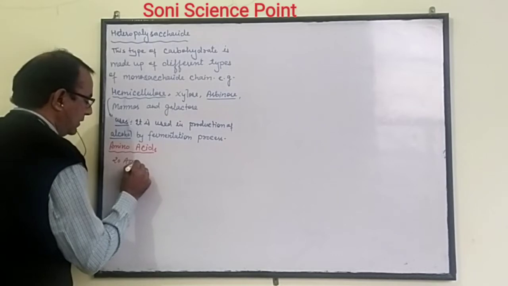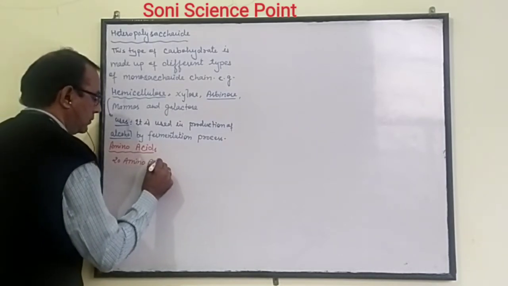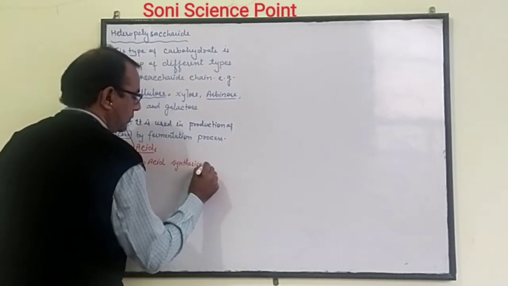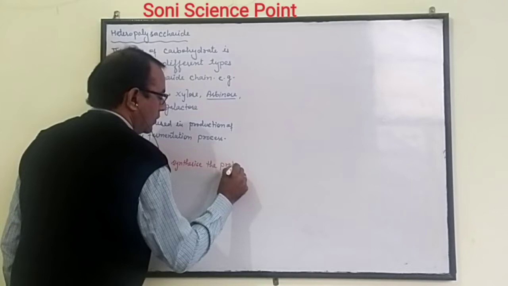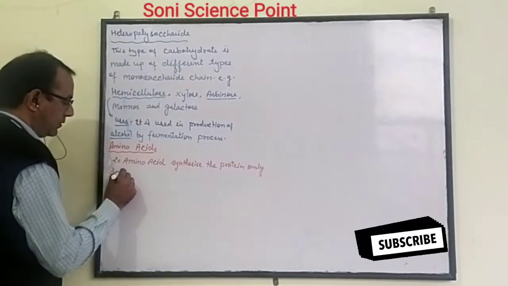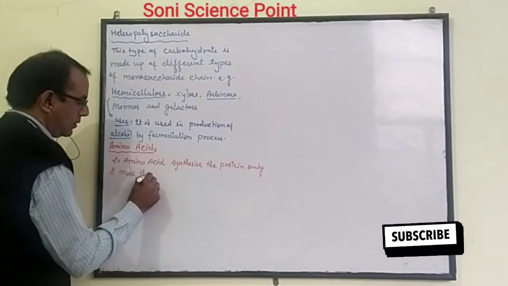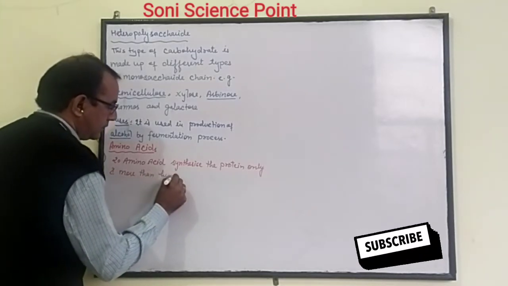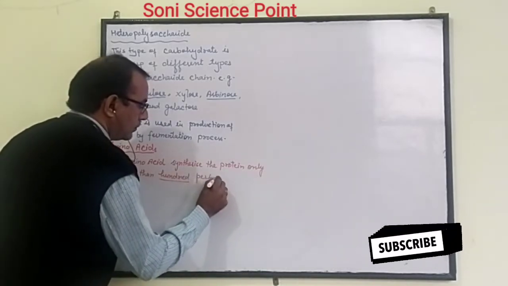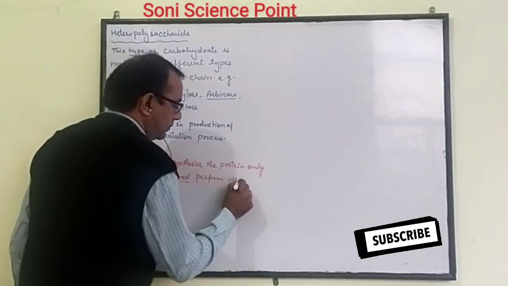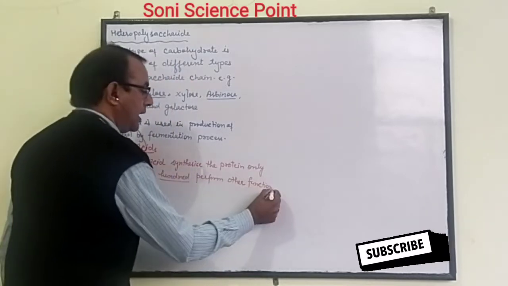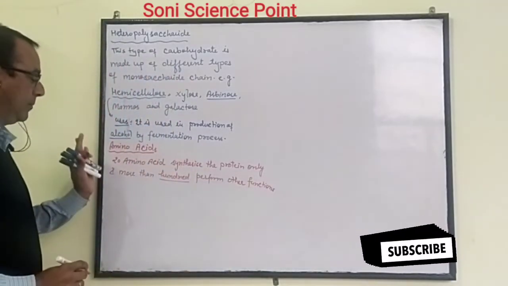20 amino acids synthesize the protein only, and more than 100 perform other functions. So we can say that there are different types of amino acid present in our body.